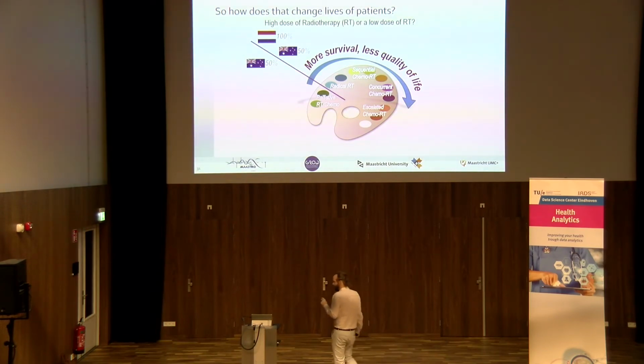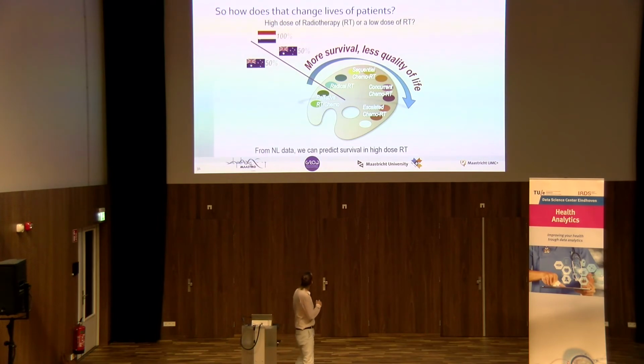Okay, that's the setting. And from this Dutch data, we have a model that can predict the outcome, so the survival of patients, if they get a high dose. And now we can run this model in these patients and see what would have happened in Australia if they would have given those patients a high dose instead of a low dose. So that was a question we asked ourselves.